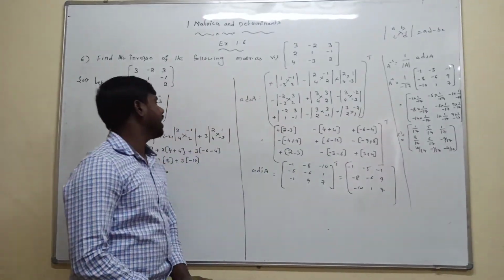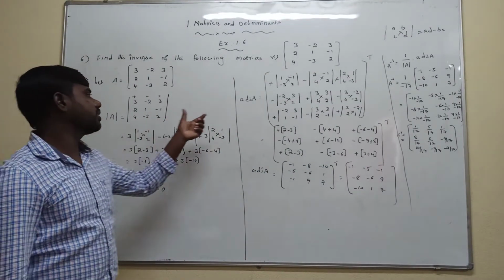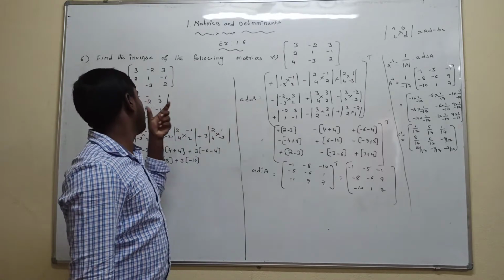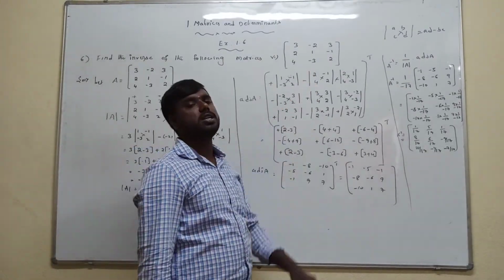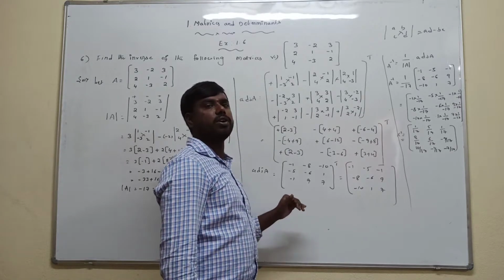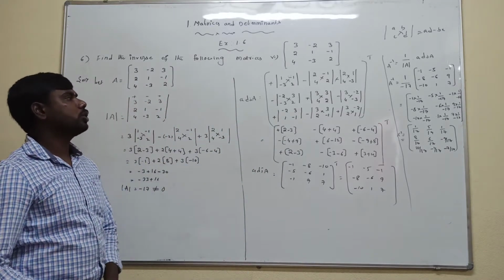So like that, we need to calculate the determinant of A value. Next, we need to calculate the adjoint of A value. After that, those two values are substituted in the inverse of A formula. This is the inverse of the given matrix. This is the solution of this question.